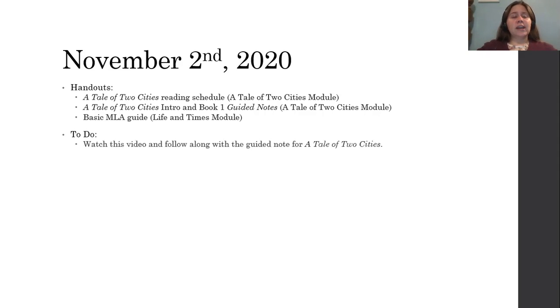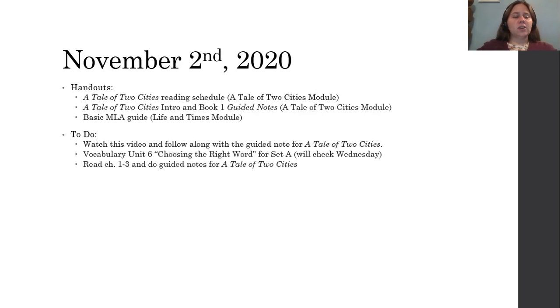So to do today, you're going to watch this video and follow along with the guided notes for A Tale of Two Cities. Go ahead and do the first exercise we normally do in our vocabulary, vocabulary unit 6. I'm going to have to grab my book. I have my literature books, but not my vocabulary books, so I can't give you a page number right now. But if you'll do the choosing the right word exercise, that would be great. And we will check that on Wednesday. So if you don't do it today, do it tomorrow. It won't take you that long.